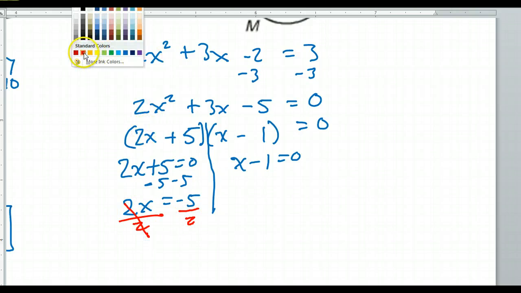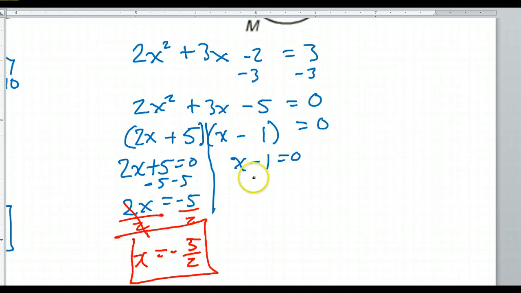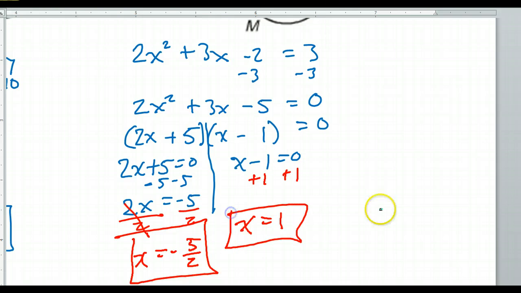Alright, and that's going to give me x equals negative 5 over 2, or negative 2.5. So let me put a box around that. On this side, I'd add 1 to both sides, so that's going to just give me x equals 1. So I have these two solutions.